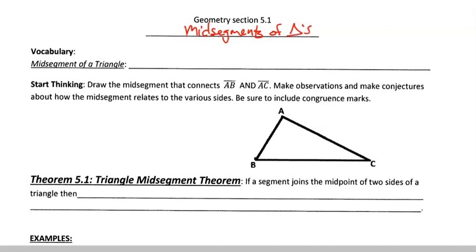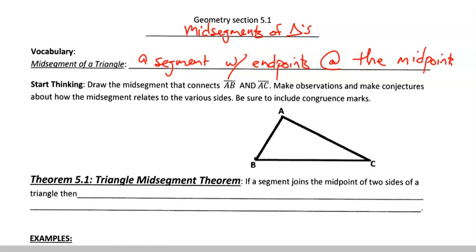Okay, so let's start out with the definition. A mid-segment of a triangle is a segment with endpoints at the midpoints of two sides.